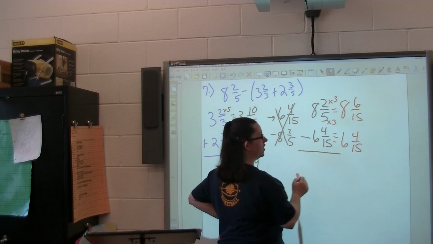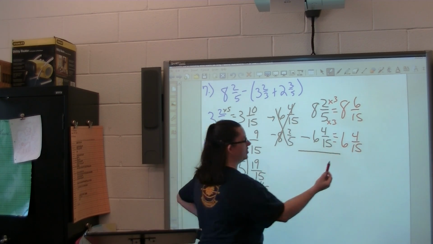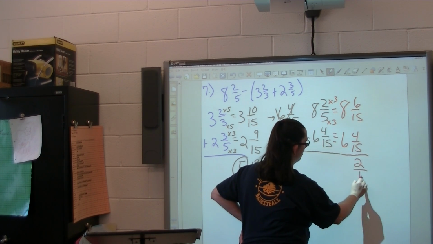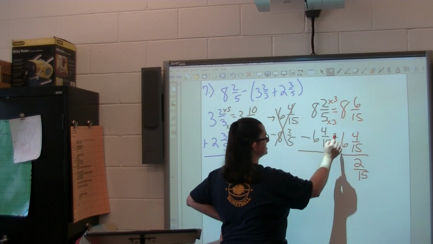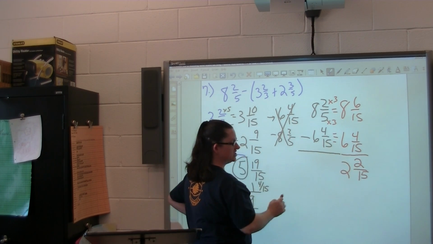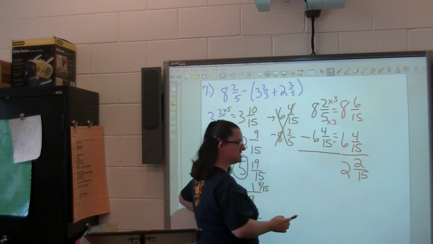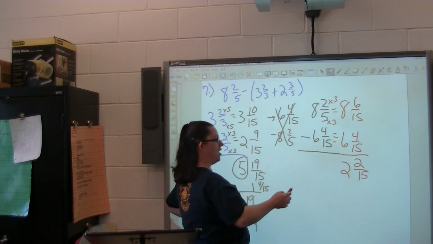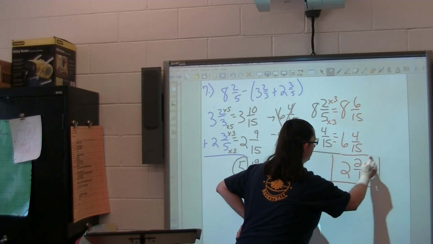6 take away 4. Can we do that? Yes, so we don't need to borrow. So 6 take away 4 gives us 2 over 15. And 8 take away 6 gives us 2, for 2 2/15. Can we simplify 2/15 down any farther? Nope, so now we are officially finished.